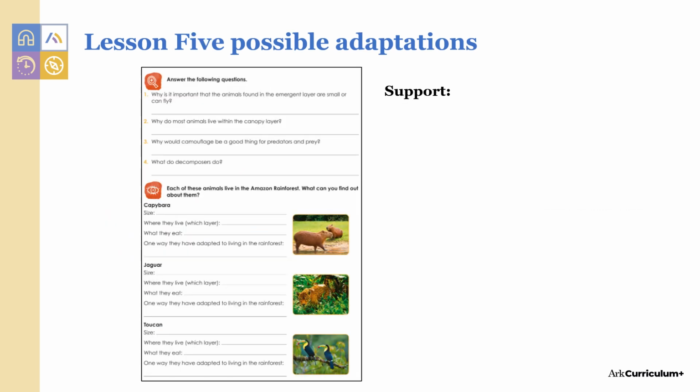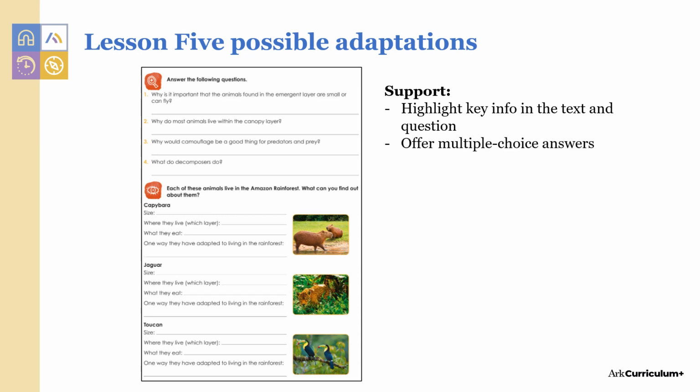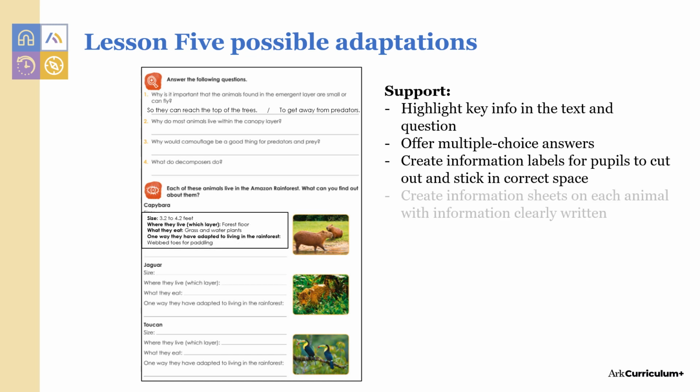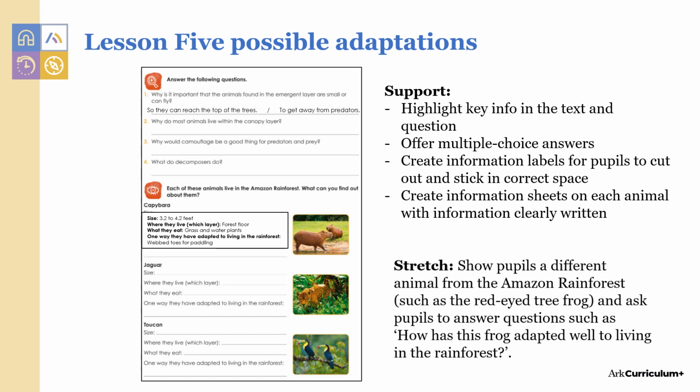To support activities in lesson 5, again, you could highlight the key information in the text and the question. You could offer multiple choice answers. You could create information labels for pupils to cut out and stick into the correct place. And you could create information sheets on each animal with information clearly written out.